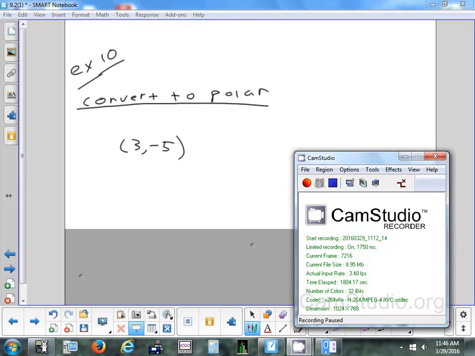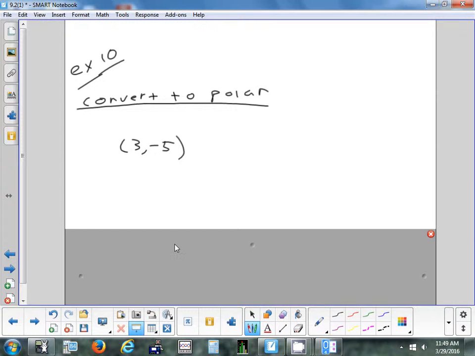All right, so what's the first thing people tried? Did you find the radius first or the angle? Angle? Okay. So to find the angle, I want to do a quick sketch just to see the quadrant. Which quadrant is this point in? Right, 3 right, down 5. You don't have to sketch it exact. The sketch is just to determine the quadrant. What's the formula to find theta in quadrant 4? Inverse tangent, y over x.